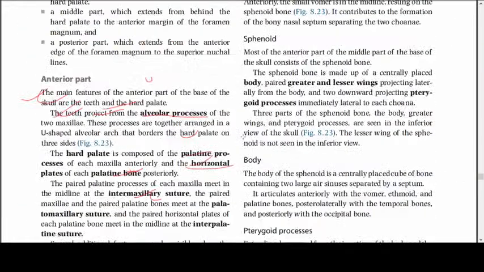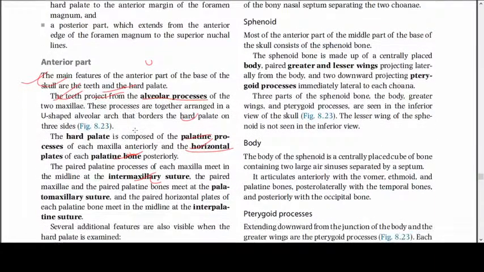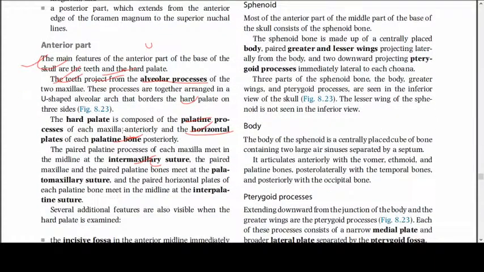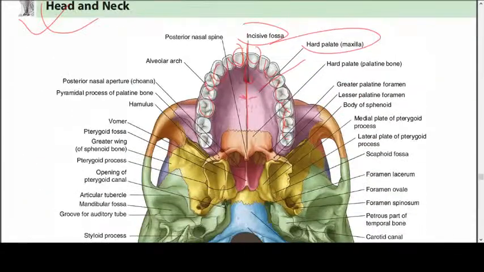Let's study the hard palate. The hard palate is composed of the palatine processes of each maxilla. Where is the palatine process? I think this is the palatine process, I guess. Nothing is labeled right here for that. Palatine process of each maxilla. Where's the maxilla?